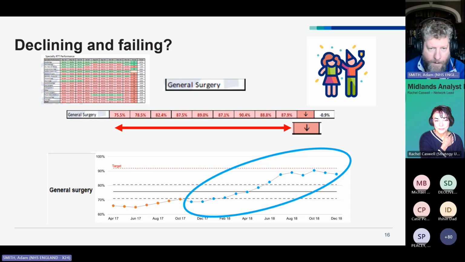Oh, and we should celebrate. Obviously, when we get blue dots of improvement, we should always celebrate and share that best practice, like we had on the prompting the questions on the previous slide.